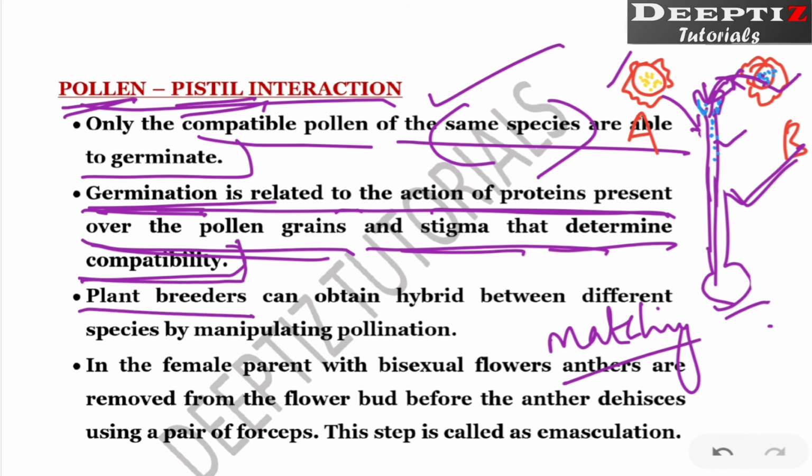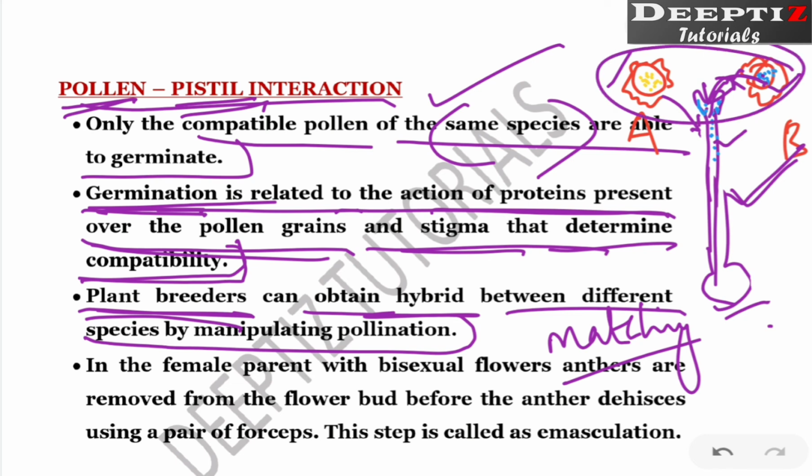Now, plant breeders, we are talking about the artificial methods, right? They obtain hybrids between different species by manipulating the pollination. We are talking about the natural process till now, right? So suppose a farmer or a plant breeder needs a plant of desired character, there he manipulates pollination, which means pollen of the desired plant is collected and artificially, with human effort, it is put onto the stigma of the desired flower, so that there is a forced pollination, right?